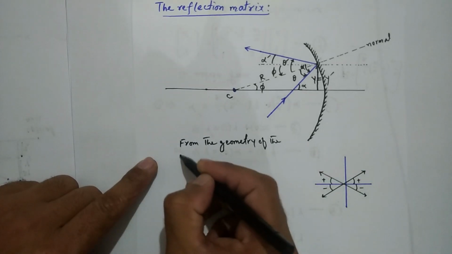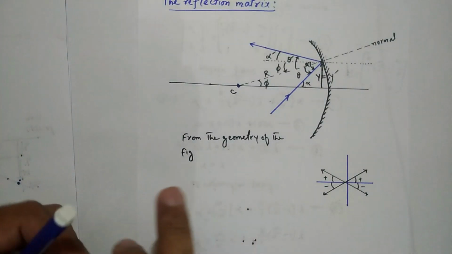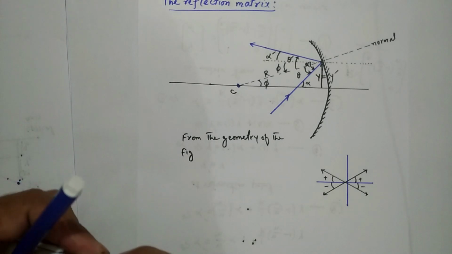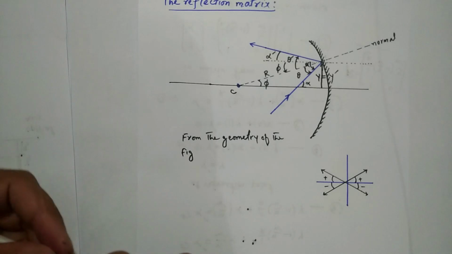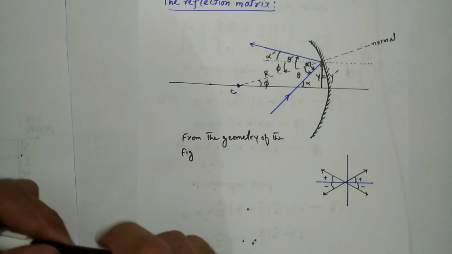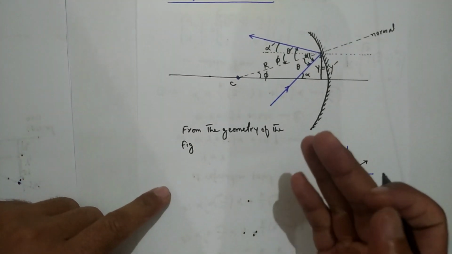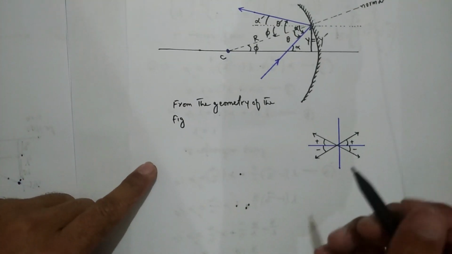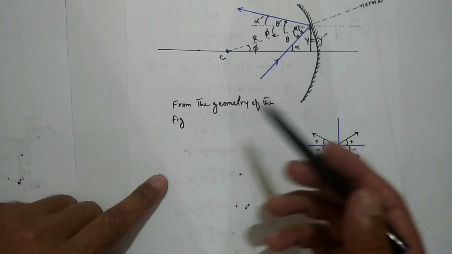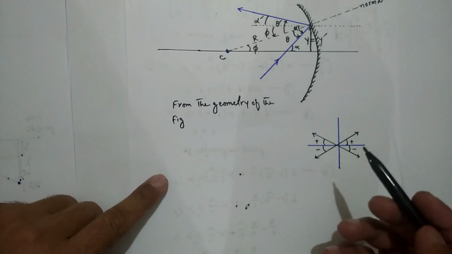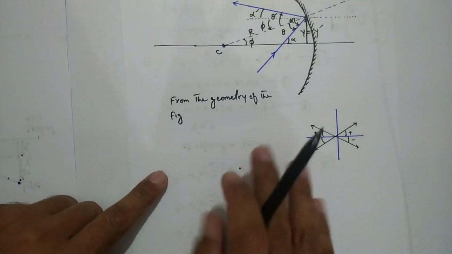of the figure, it must be noted that the radius of the concave mirror is considered to be negative, while for the convex mirror it will be positive. And also it must be noted that the angles below the optical axis will be taken negative, and the angles above the optical axis will be considered positive, as explained here in this figure.